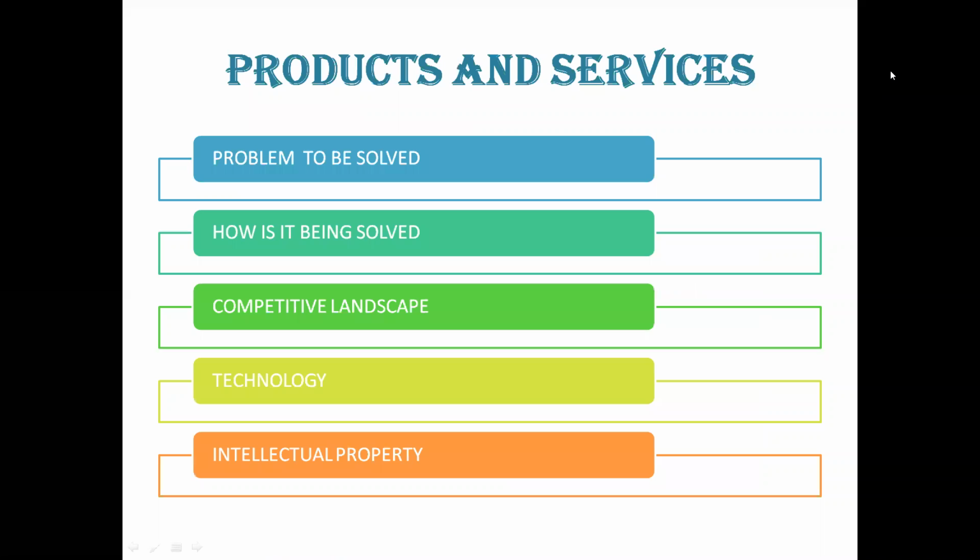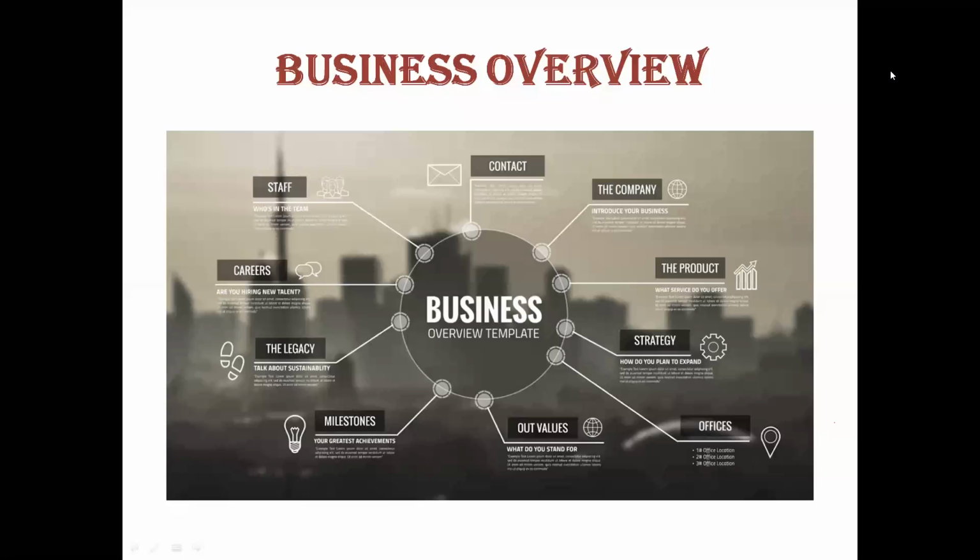Now we come to products and services. The products and services are involved in understanding what is the problem to be solved, how it is being solved, what is the competitive landscape, what is the technology which is being used, right? It will even detail the intellectual property which is owned and other key factors about the products that a business is building now and planning to build in the future. So this is all a part of products and services.